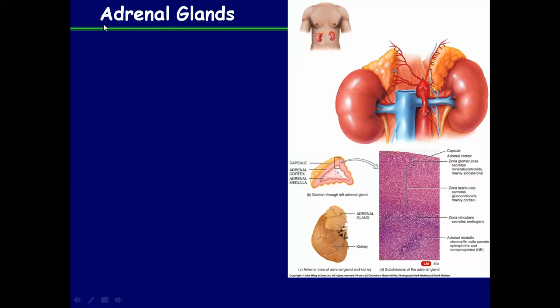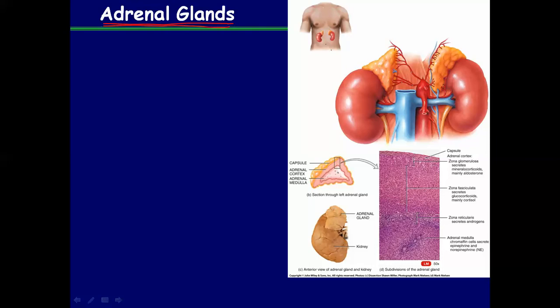The adrenal glands are a complicated endocrine organ in that they have many layers of tissues. So we can't just cover the adrenal glands as a single gland. It's almost a number of glands kind of rolled into one. So let's first look at the location and anatomy.